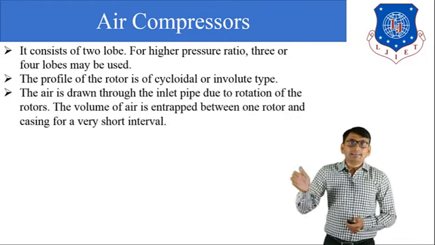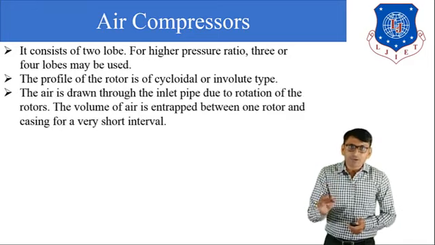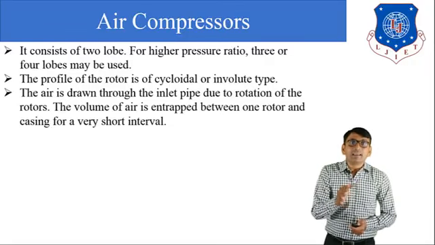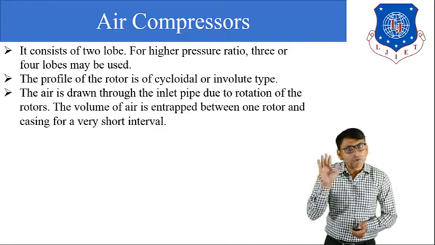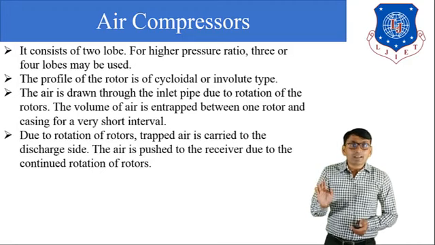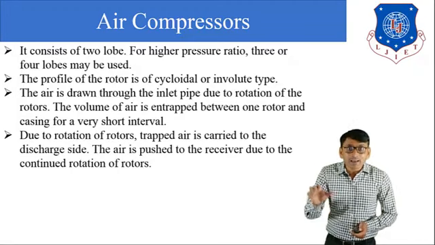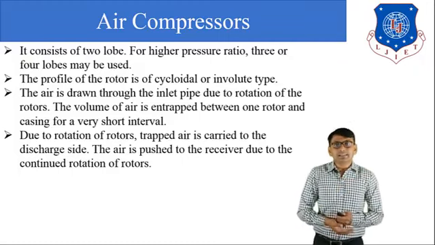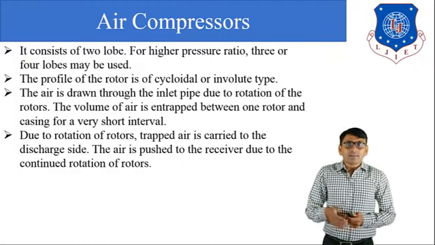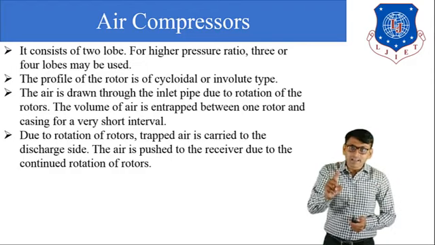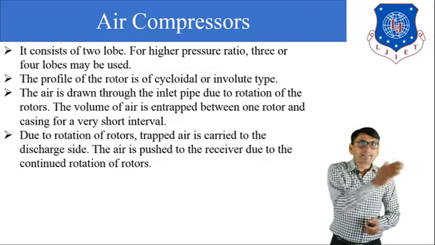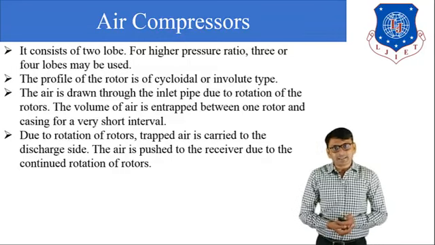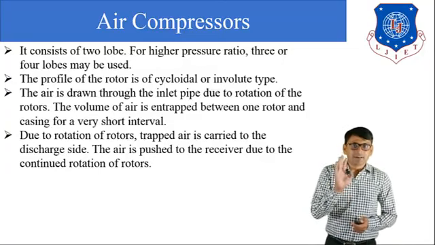The air enters through the inlet pipe due to rotation of the rotor. The volume of air which enters is entrapped between one rotor and the casing for a very short period of time. Then, due to rotation of the rotor, this trapped air is discharged toward the discharge side, and when it is transferred, its pressure increases due to compression. Then this compressed air is supplied to a particular application from the discharge side.